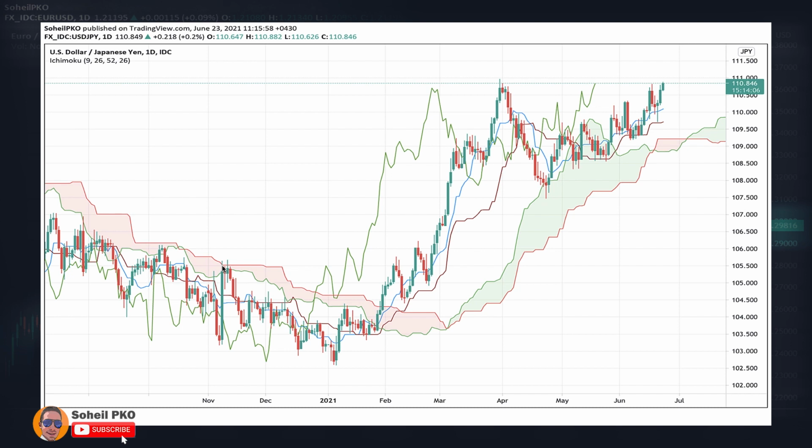Ichimoku Cloud is a comprehensive and versatile indicator that can be used effectively for trading, but like any other tool, to have a more reliable trade and reduce your risk as much as possible, you must use Ichimoku Cloud in conjunction with other tools and concepts of technical analysis.